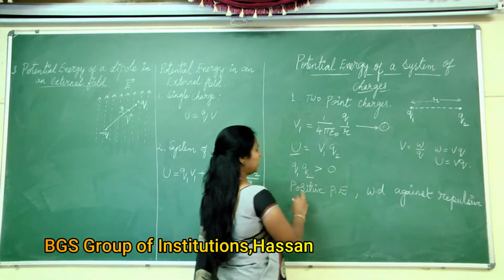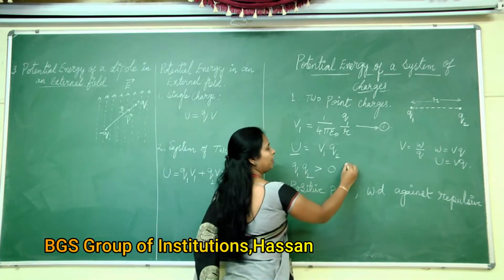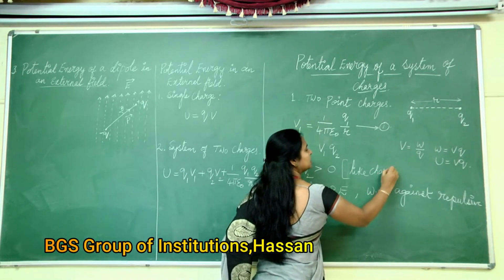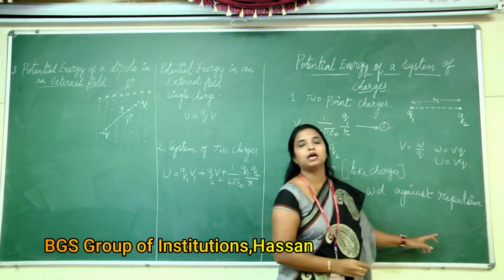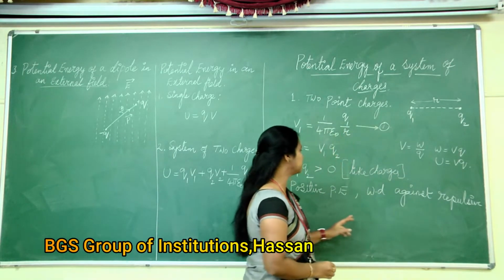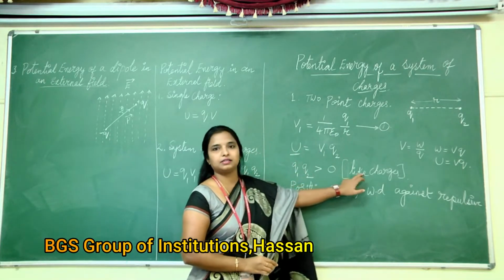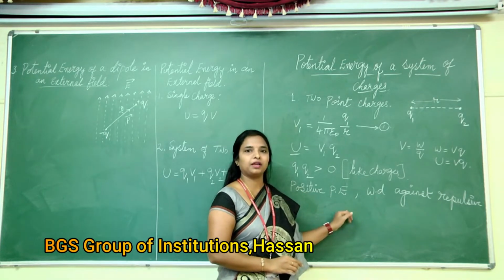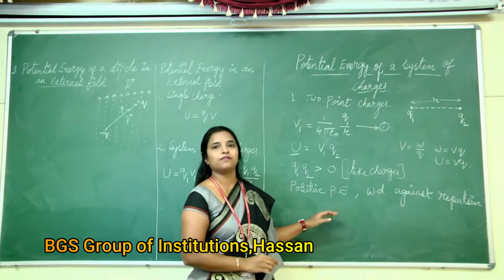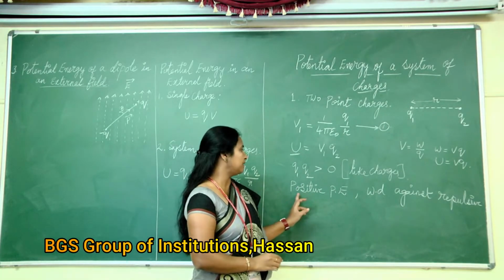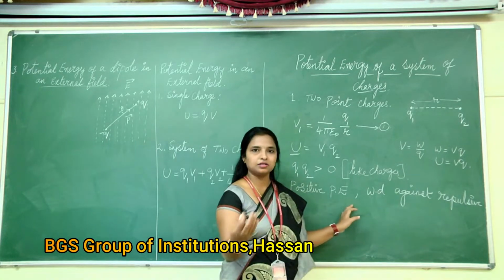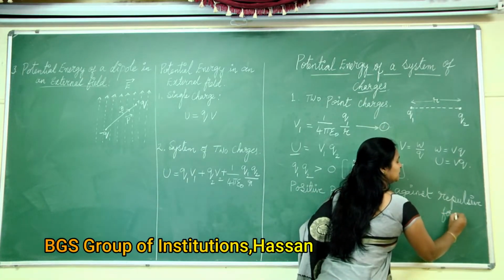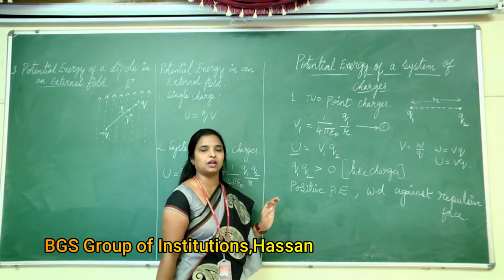Because if Q1 Q2 is greater than 0, it means that we have like charges. So when we have like charges, there is always a force of repulsion, isn't it? That is why in the case of like charges, we need a positive potential energy to bring a unit positive charge from infinity to a particular point. That is a positive potential energy, or you can also say work done against repulsive force, or repulsion.